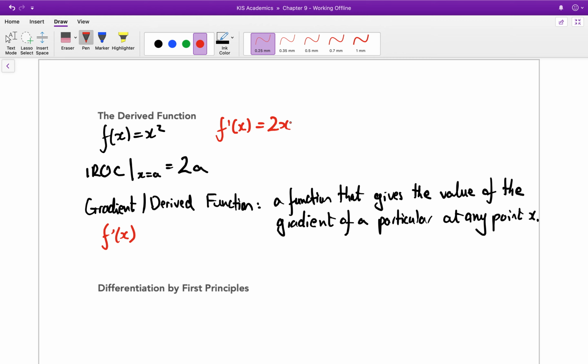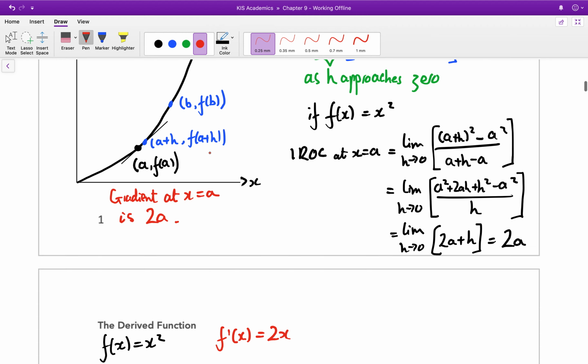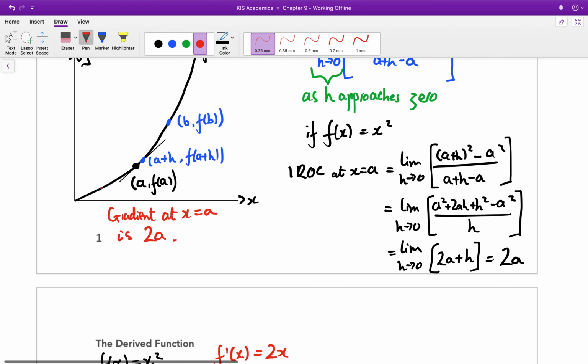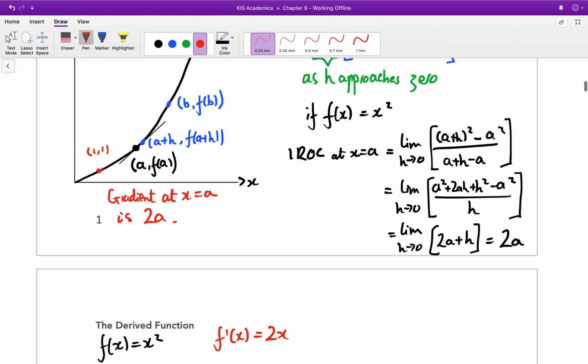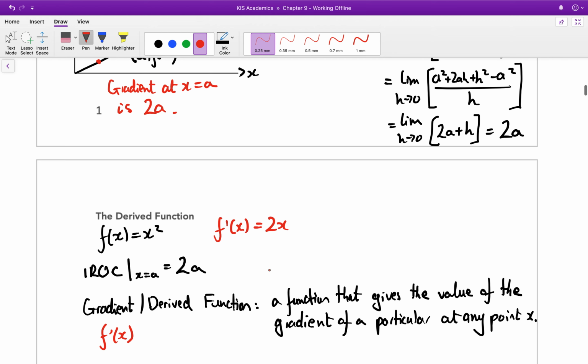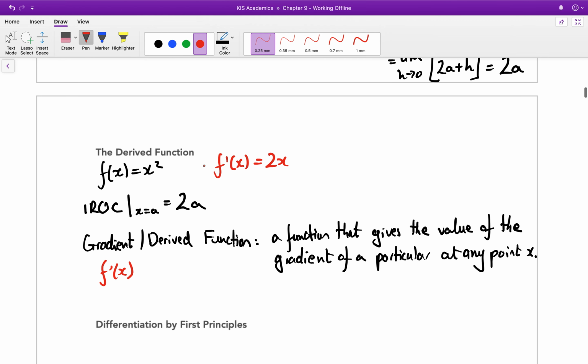Once we substitute the x value in, we get the value of the gradient for our function. So looking back up here, if we pick a point, let's pick this point (1, 1), we know that the gradient of the graph at this point is going to be 2 multiplied by 1. The gradient of the graph at x equals 1 is going to be 2. And we can do that along the entire length of the graph. So that's our derived function.